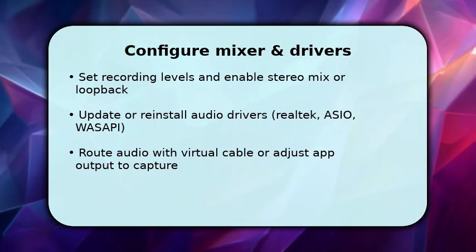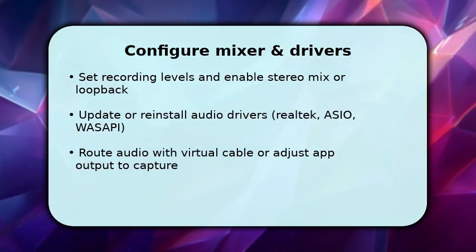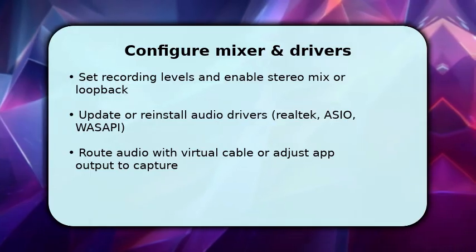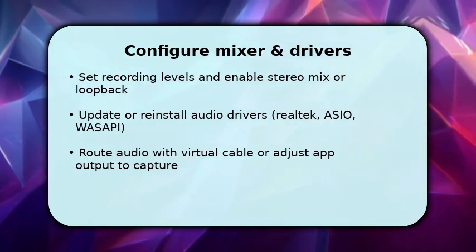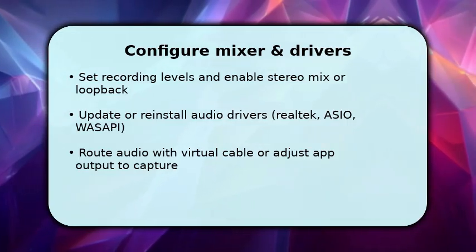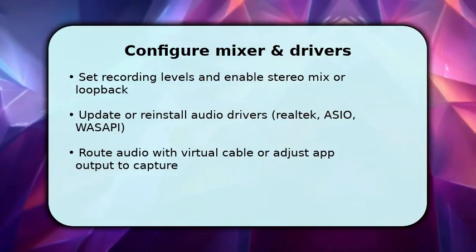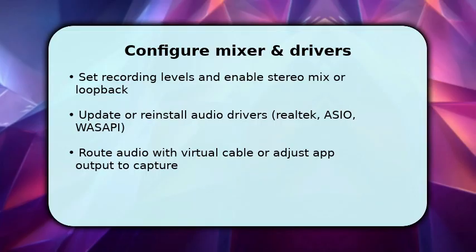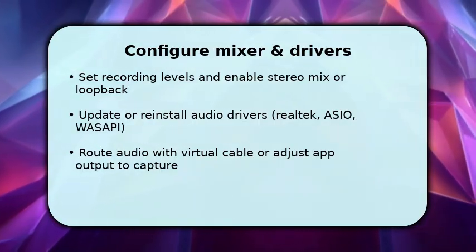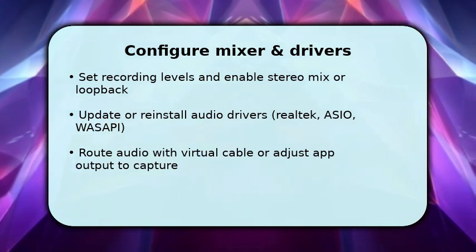Next, configure the mixer and drivers so audio actually reaches the recorder. Open the system mixer or audio control panel and set recording levels, enabling stereo mix or loopback if you need system sound. This routes desktop audio into the recorder. Then check drivers, update or reinstall Realtek, ASIO, or WASAPI drivers if needed, because corrupted drivers cause silence. If you use virtual audio cables, create a clear route. App output to virtual cable as recorder input, and confirm levels are audible.